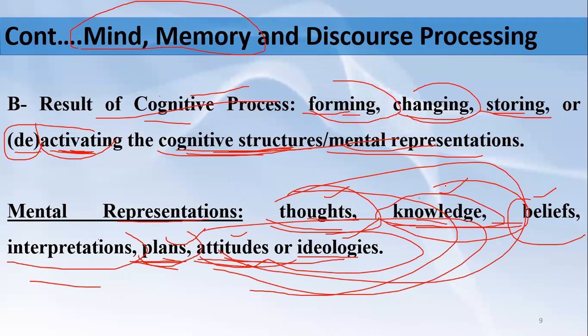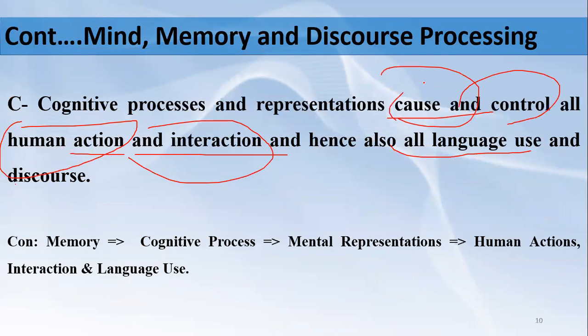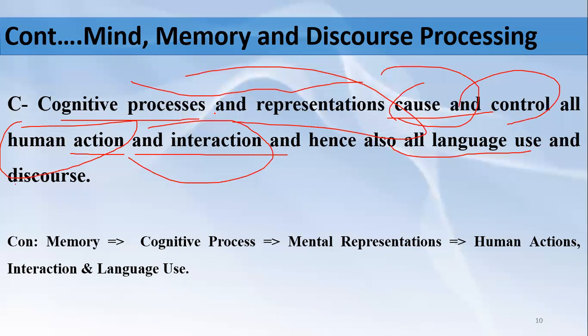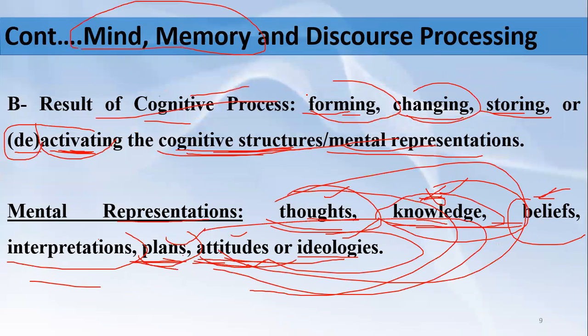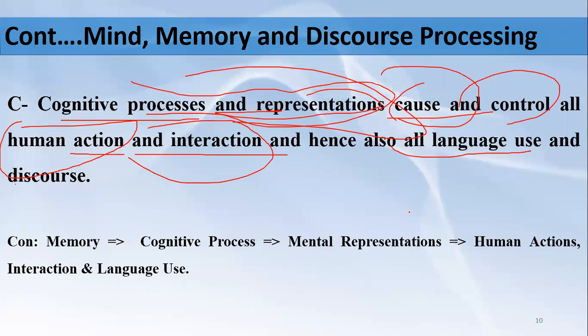The discourse of one individual must be different from the discourse of another individual. Why? Because the knowledge of that person is different, the beliefs of that person are different, the attitudes, the plans, the ideologies, the thoughts, since the mental processes and the representations of people are different. These cognitive processes and mental representations vary from person to person. That is why the actions and interactions and discourses of individuals are different. The same is the case with groups as well. The social representations, the social attitudes, the social ideologies, the socially shared knowledge, thoughts and beliefs of a group of people must be different from those of the other group. That is why their action, their interaction, and their language use and discourse are different.